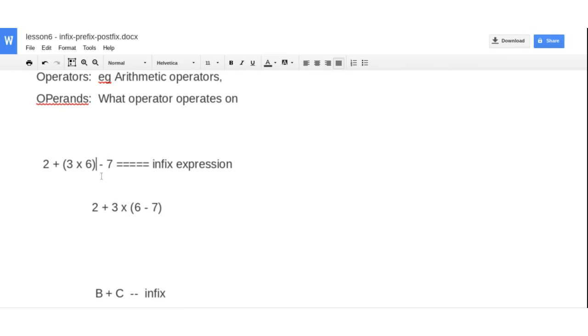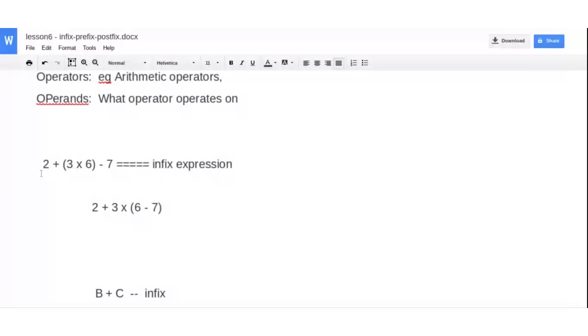The plus and the minus are of the same precedence level. None of them has priority over the other one. And when operators are at the same precedence level, the standard is to do them from left to right. Therefore, we need to start with the plus here, because coming from left to right, we first meet the plus.